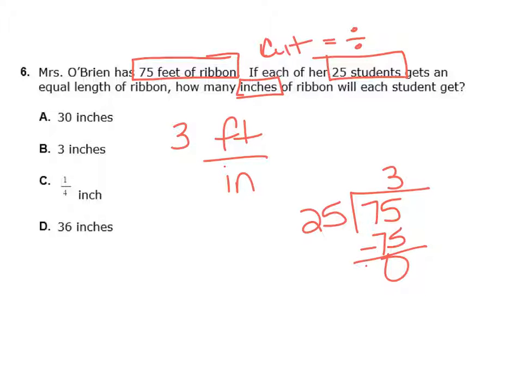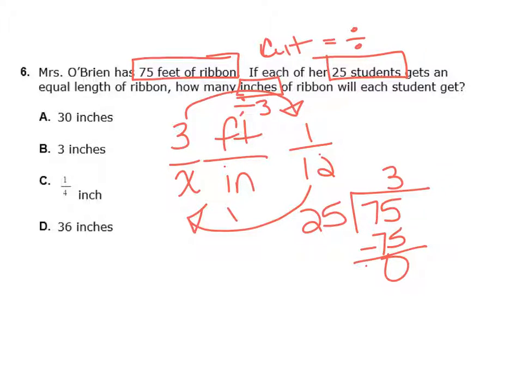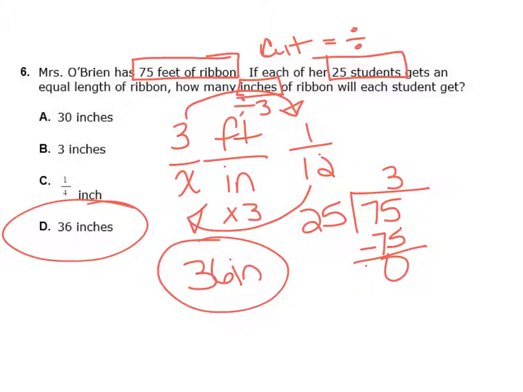So 3 feet is what we're trying to change. What we're going to do is put our ratio. So this is what we're looking for. I know that 1 foot equals 12 inches. So in order for me to get from 3 to 1, you divide by 3. But if we're going the other way, 12 times 3, that's going to give us 36. So my answer is 36 inches.